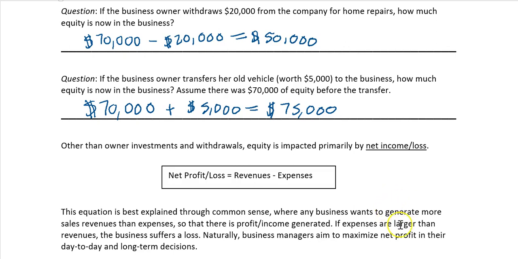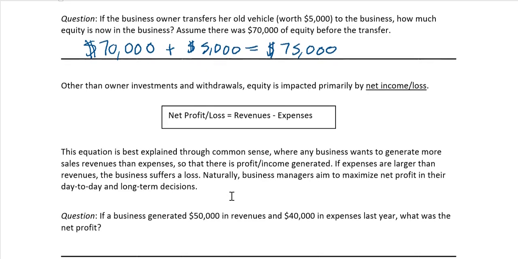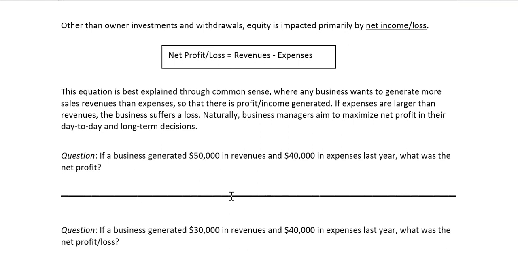So looking at what net loss and profit is, it's simply revenue minus expenses. So I mentioned earlier that our accounting equation is what makes up the balance sheet. This is what's going to make up the income statement. When you look at the income statement, you're going to see revenues at the top, and you're going to have a list of expenses, and at the bottom, you're going to have net income or net loss, also known as net profit or net loss.